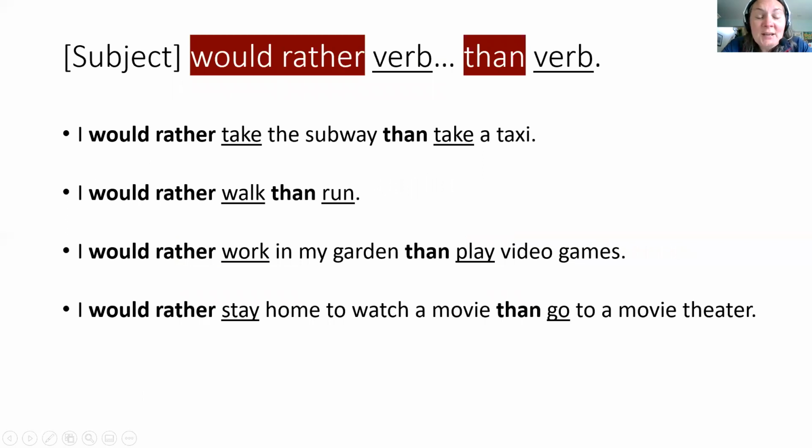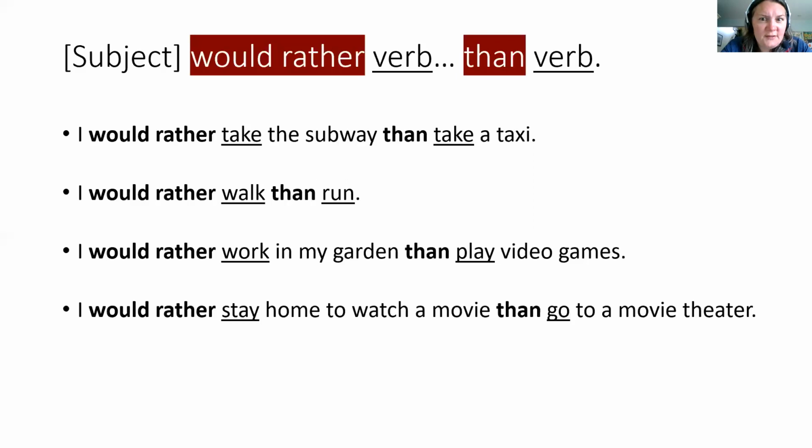So taking a look at this construction again, which I put up top for you, this is the same construction. I have four other sentences. Let's take a look at each one and see how we do this. Sentence number one, I would rather take the subway than take a taxi. Here we've used the same verb. We've just added some information after each. I would rather take this than take that. So choosing the subway instead of the taxi.